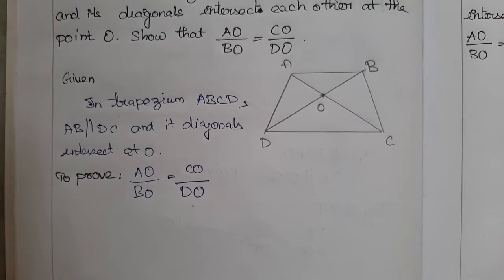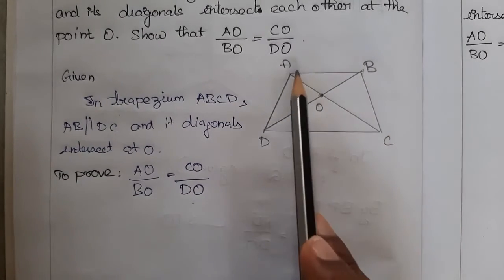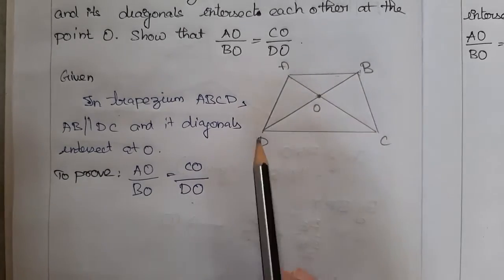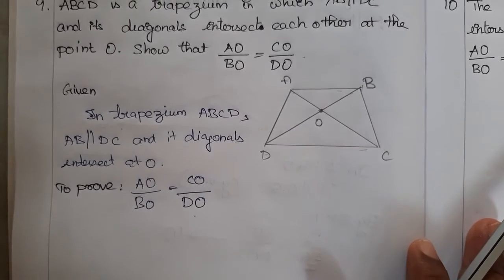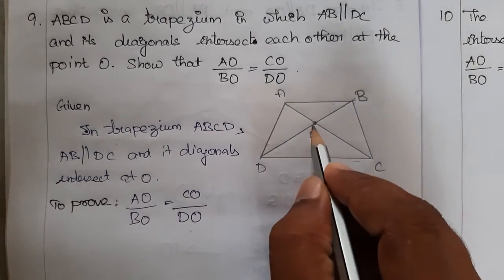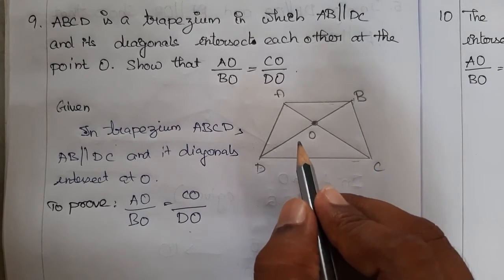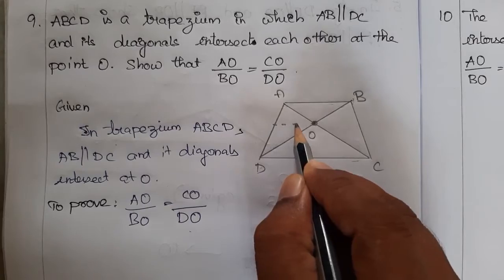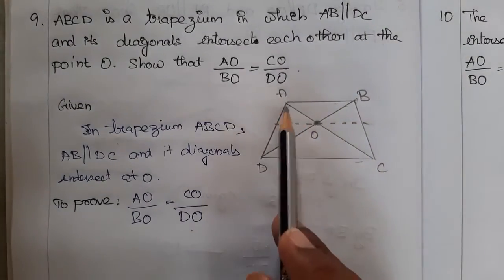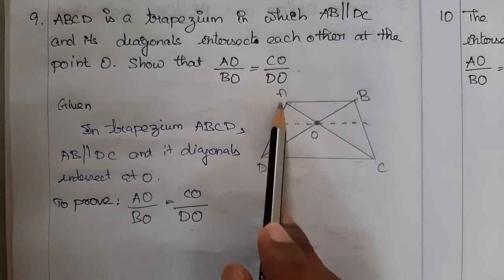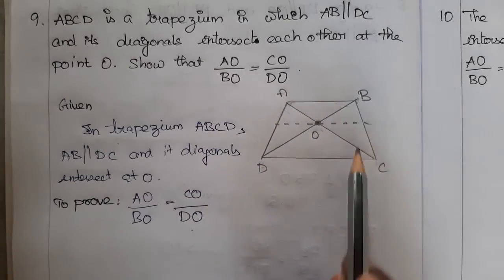To use the BPT theorem, we need a parallel line in a triangle. So given AB is parallel to DC, but the sides AB and DC never form any triangle. So from here, let me construct one parallel line through O. So now you can see in this trapezium there are more triangles. We can say ADC is one triangle, ABC is one triangle, AOB, AOD, DOC. So many triangles are there.